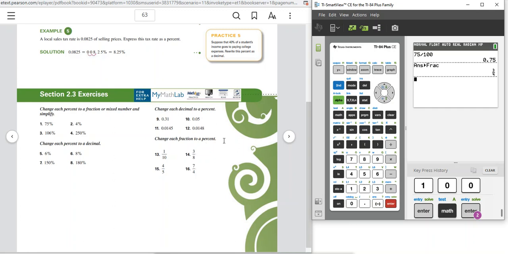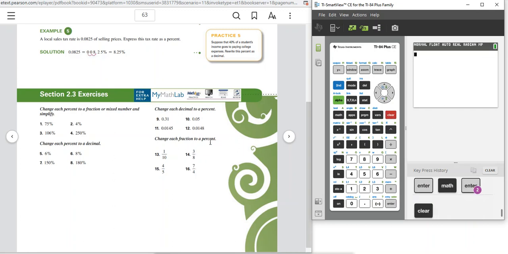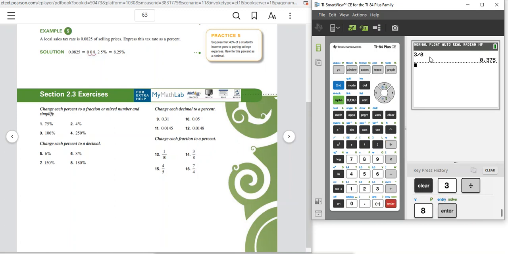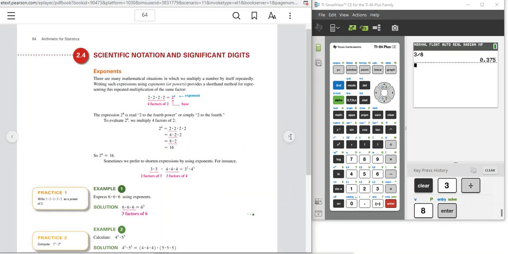And then how do you change fractions to percents? Change them to decimals. So for example, let's do this one, 3/8. I'm going to put in 3 divided by 8, hit enter. There's my decimal, right? And then I could move this over and say that's 37.5%. So the calculator is very useful, even in arithmetic. I would suggest getting very familiar with it.